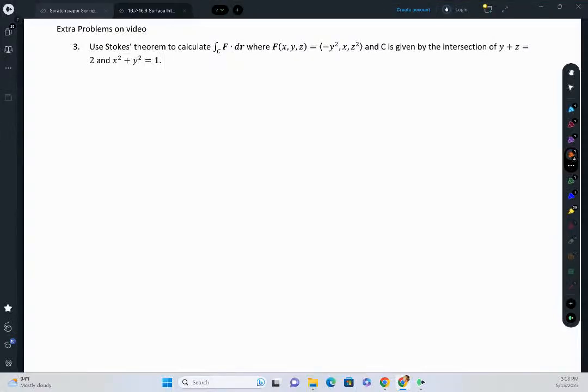Hello. So we just have a couple of extra problems from 16.8 to do using Stokes' Theorem, and so we'll get started right away. In number 3, we use Stokes' Theorem to calculate a line integral, where our vector field has components negative y squared, x, and z squared, and our curve C is given by the intersection of the plane y plus z equals 2 and the cylinder x squared plus y squared equals 1.